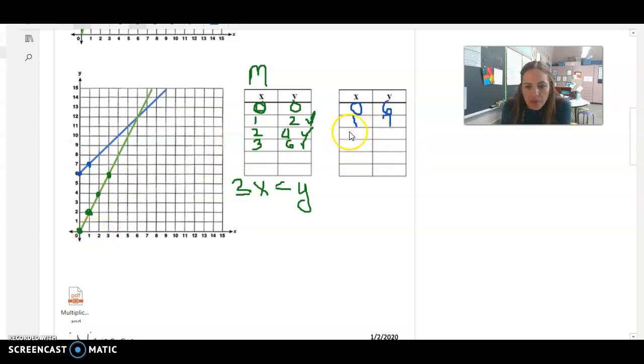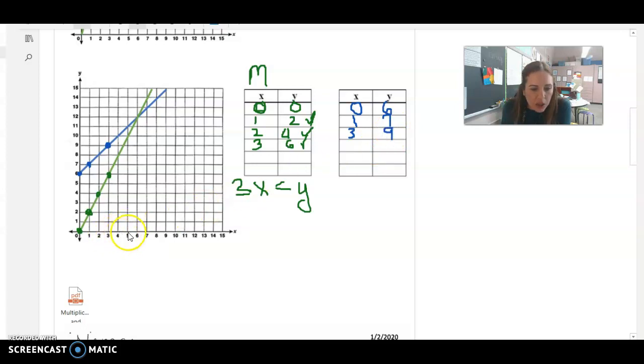Let's keep going. And let's try something else. Let's not go up by 1. Let's go up by 2. So let's see what happens when x is 3. So I find the 3 on the x-axis and go up. And we see that we meet the blue line at the 9. So when x is 3, y is 9.